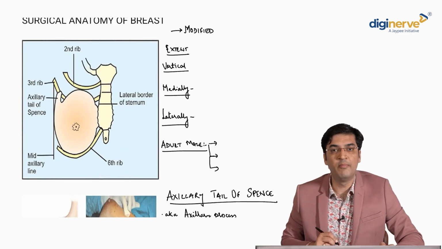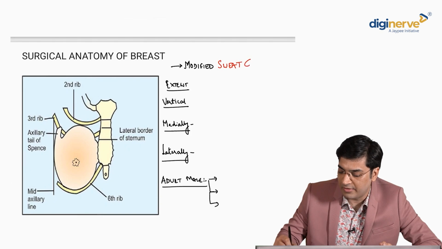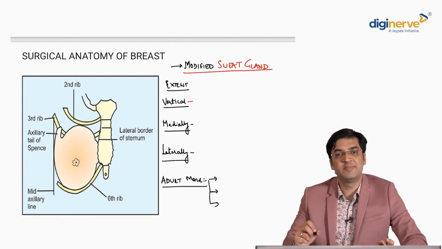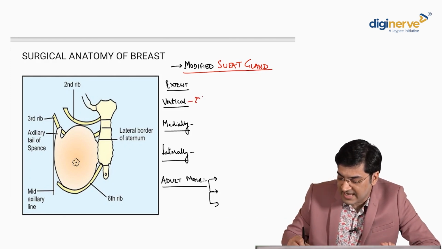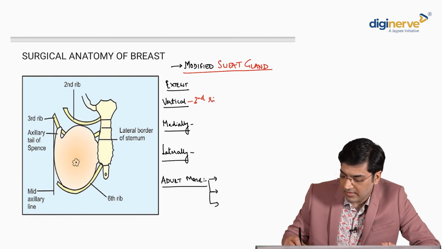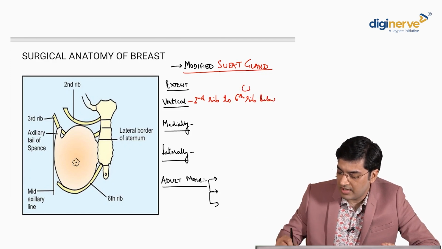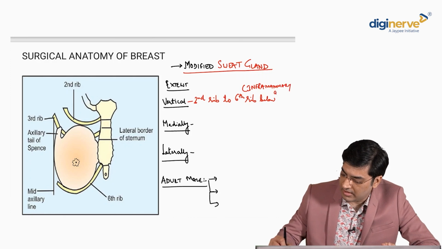Now, first of all, breast is a modified sweat gland. That's the first thing that you need to know. It is a modified sweat gland. Okay. Now, extent, when we talk about, we define it from the perspective of few parameters. Vertical extent, it extends from the second rib above to the sixth rib below, that is to the inframammary crease.